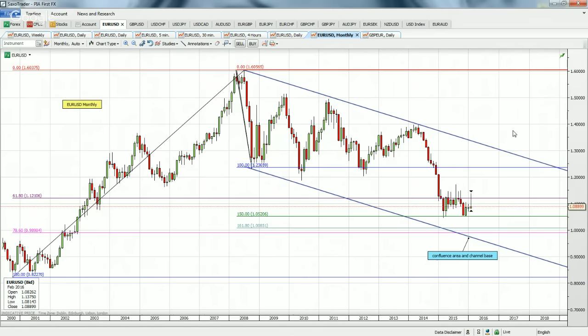So where's the long-term objective for euro dollar pair? Well, it's got to be parity. We've got a 161.8% extension level, which is sat here at 10085. We've got a 78.6% pullback level at 98.98. Okay, so that's our area, if you like.